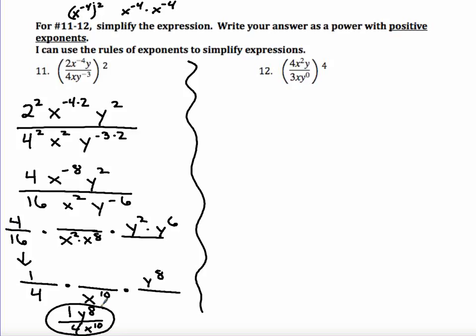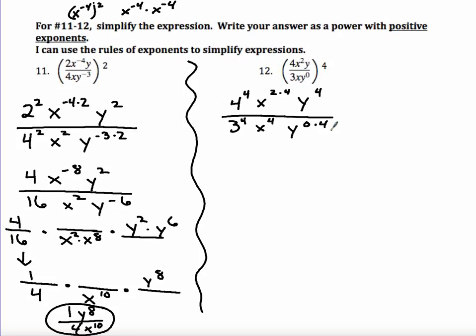Okay, so number 12 is similar. I'm going to do the same exact thing as I just did in number 11. This one is a little bit better because I don't see any negatives, so that's nice. But I'm going to get 4 to the fourth, x squared to the fourth, y to the fourth, over 3 to the fourth, x to the fourth, y to the 0 times 4.